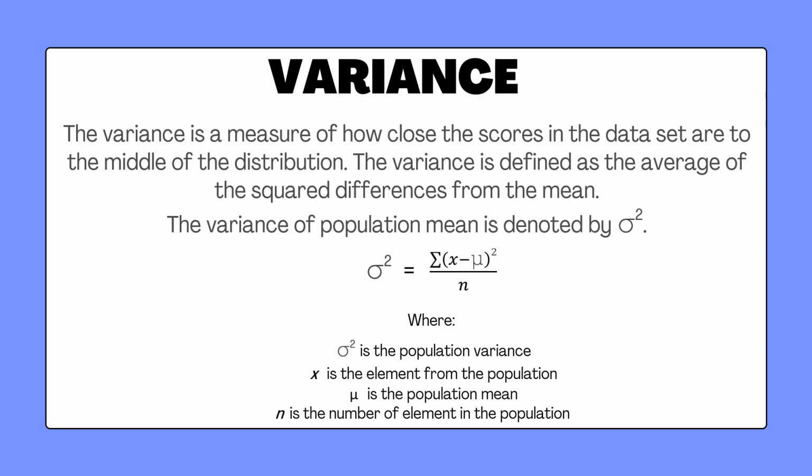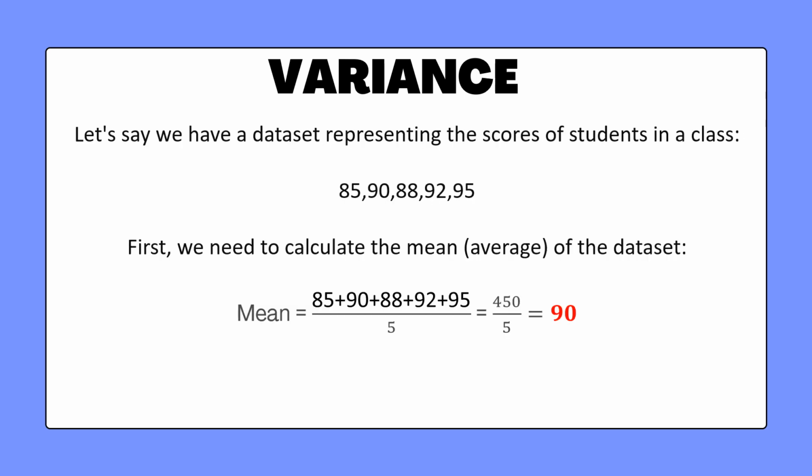X is the element from the population. Mu is the population mean, and n is the number of elements in the population. Example. Let's say we have a data set representing the scores of students in a class: 85, 90, 88, 92, and 95.